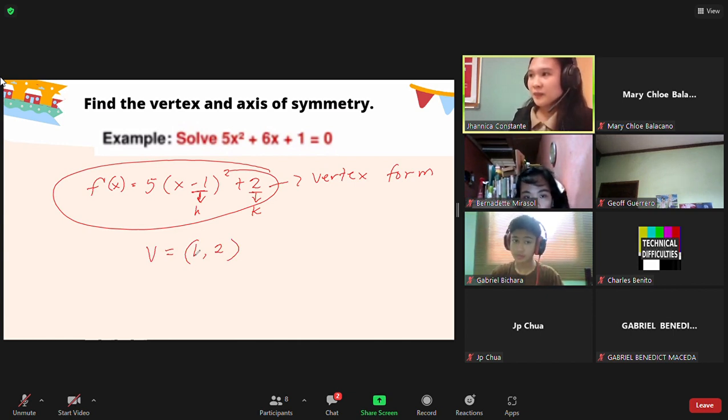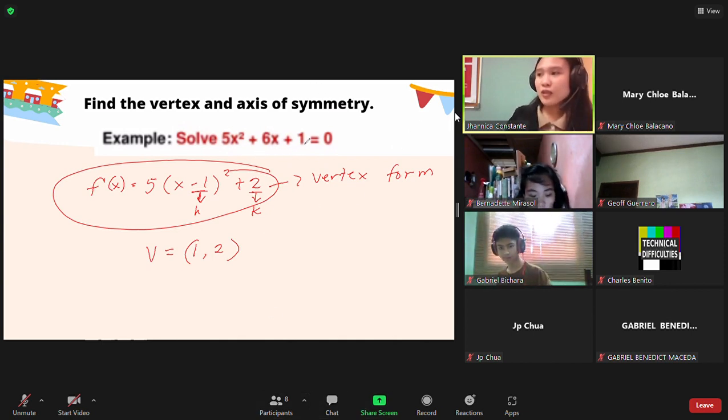Okay? Only when written in vertex form do you get the opposite. Okay? But if it's written in general form, you need to solve for the vertex using the formula -b/2a. Okay?